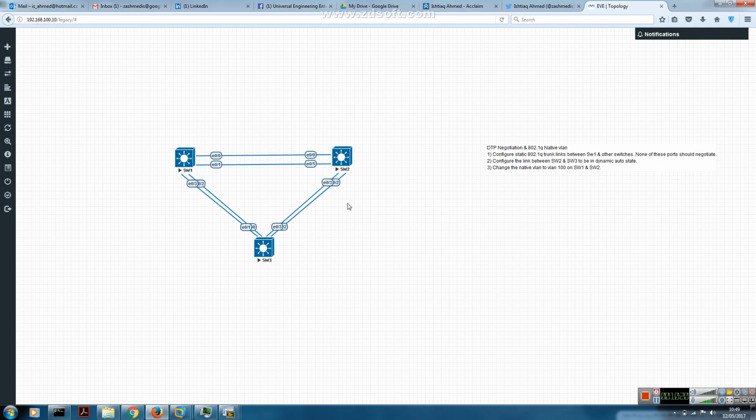Just to recap, what we did was, between switch 1 and 2 and switch 1 and switch 3, we configured the static 802.1q trunks. The other thing we did was to ensure that none of the ports negotiated, and we configured the dynamic trunking protocol between switch 2 and switch 3. We kept it in the auto state so that both the interfaces of switch 2 and switch 3 were in the passive state, so they were not actively negotiating, so the trunks did not form. And finally we changed the native VLAN to VLAN 100 between switch 1 and switch 2, and I demonstrated that the default native VLAN is VLAN 1 in the 802.1q protocol.